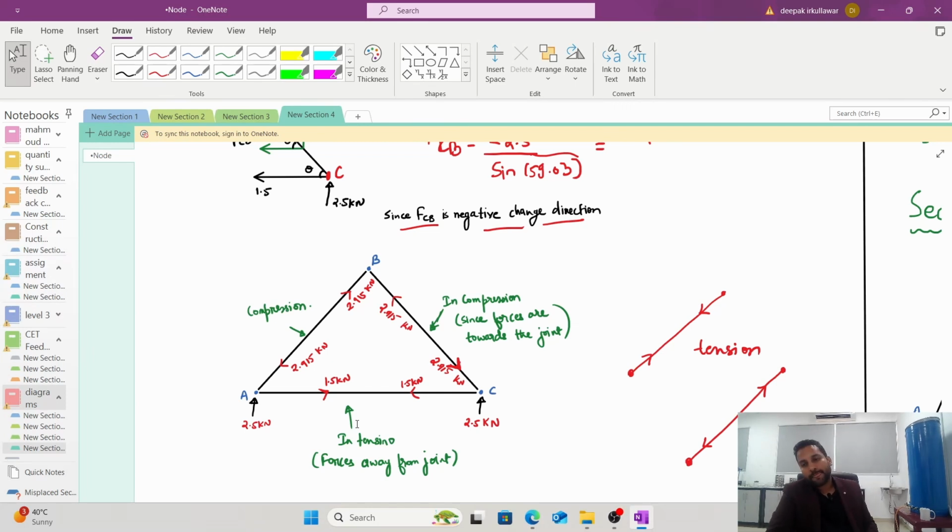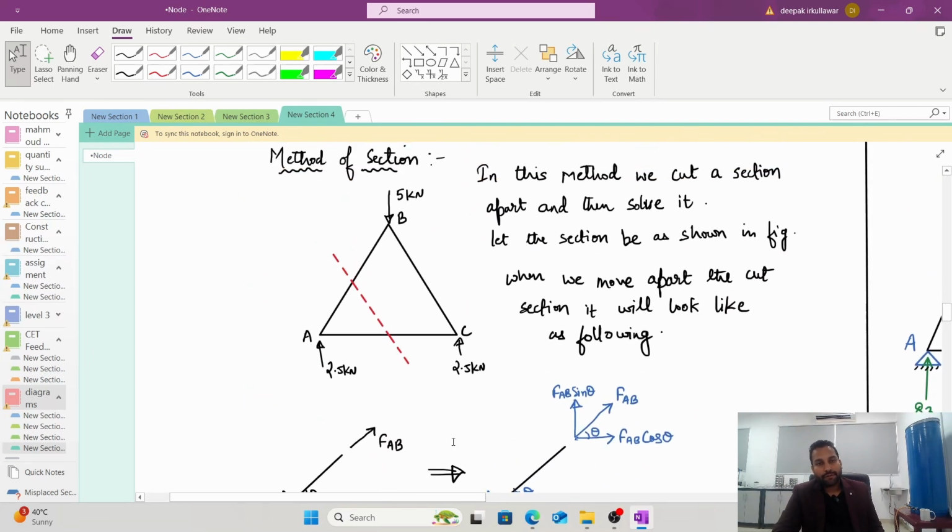Nature, how you can tell? If the forces are away from the joint, then it is considered to be tension. If the forces are acting towards the joint, then it is considered to be compression, as I have shown you in this diagram. Okay, then let us move to method of section.